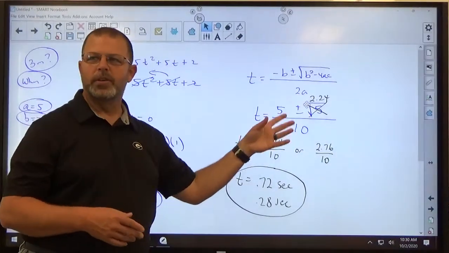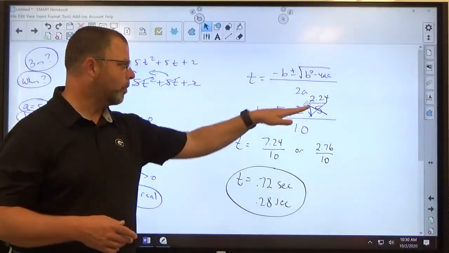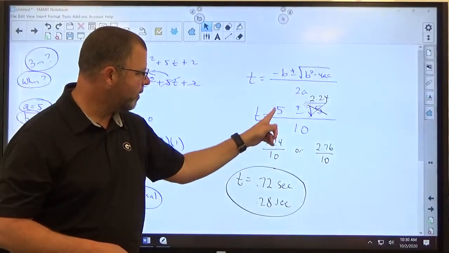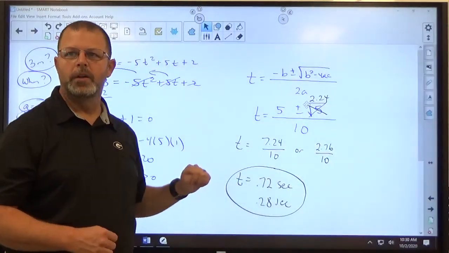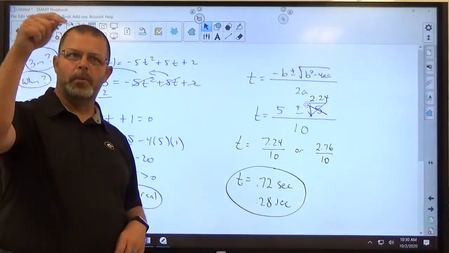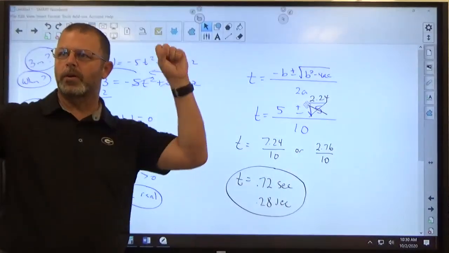And again, usually on a problem like this, they want actual answers, so you'd approximate your answers. Square root of 5 is 2.24, 5 plus and 5 minus 2.24 all over 10. Reduce, divide, whatever. So 0.28 on the way up, 0.72 on the way down. It's going to hit 3 meters twice.